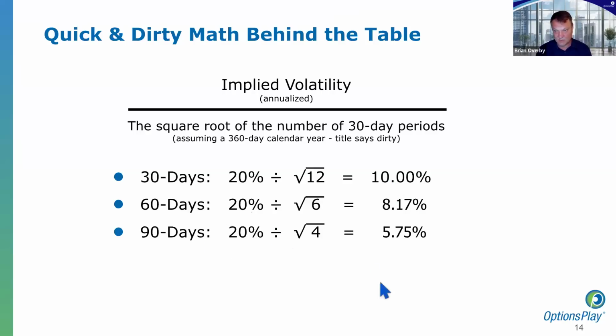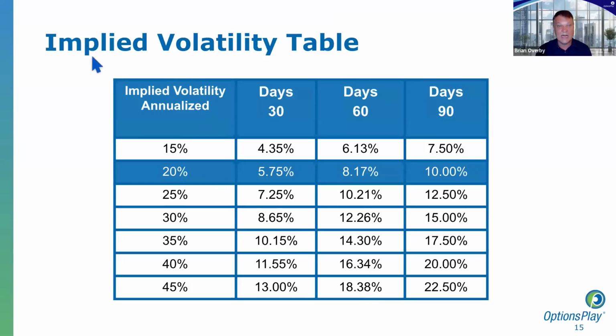Okay, so once I do that, yeah, I changed that up, I apologize. 10 goes here, 5 goes there, and yada, yada, yada. But I did it in the table. So I corrected myself this way in that we have a 20% implied volatility. 30 days, 5.75%, 60 days, 8%, 90 days, 10%. And then you go to your brokerage firms.